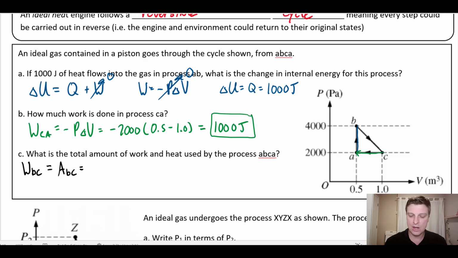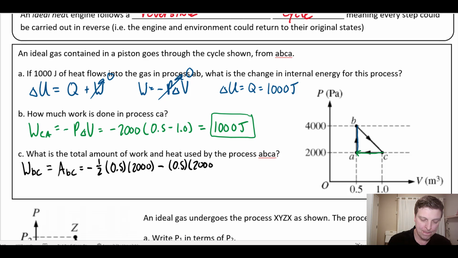So I've got a triangle plus a rectangle underneath. So the area of the triangle that sits on the top of this is negative 1/2. My base is 0.5 and my height is 2,000. And then in addition to that, there's a little rectangle underneath that. So I'm also going to include that. Negative 0.5 times, again, I've got a height of 2,000. And the total work done in this process ends up being negative 1,500 joules of work as I go from B to C.